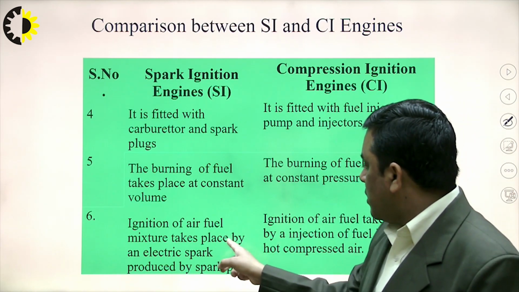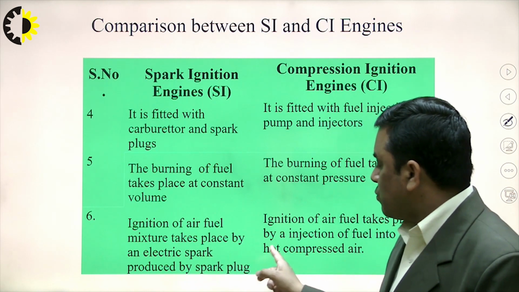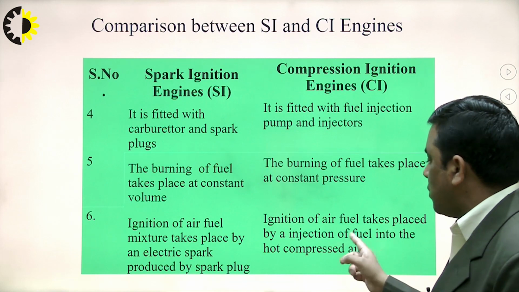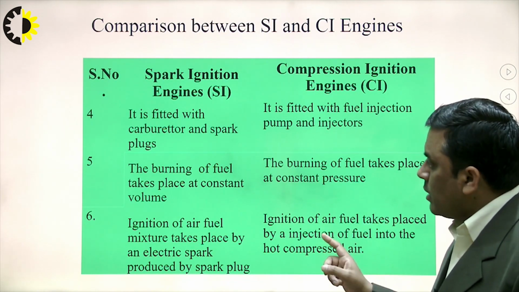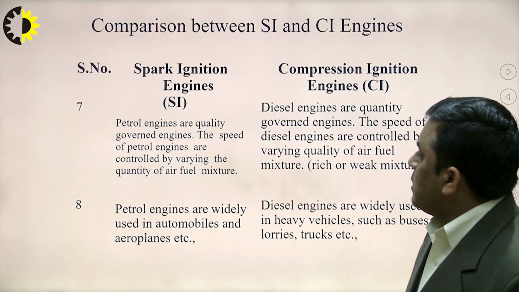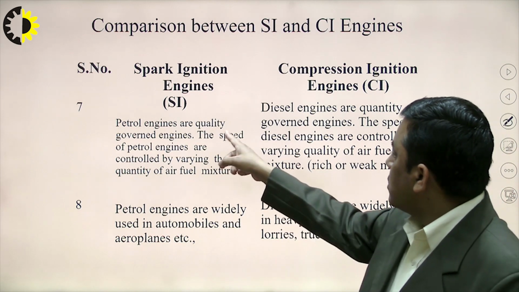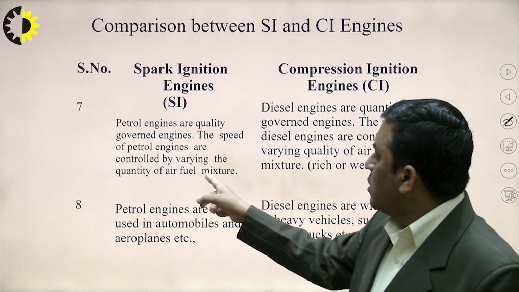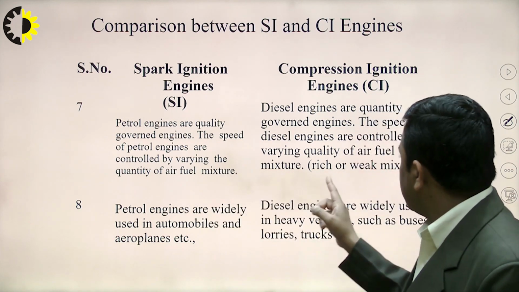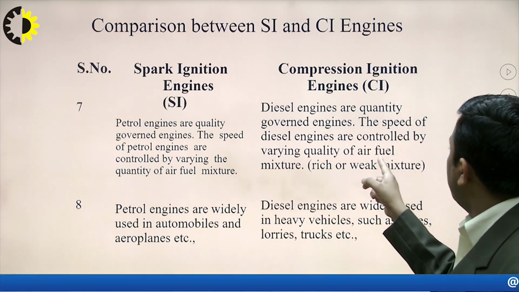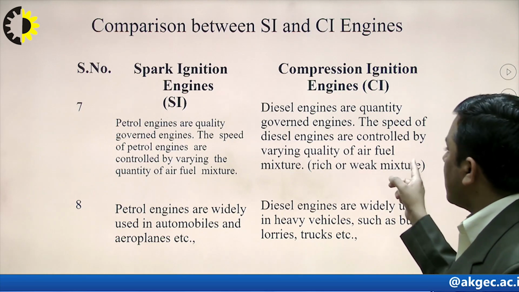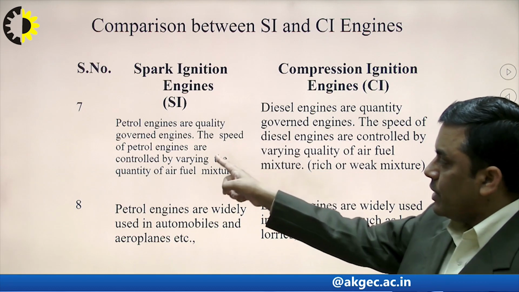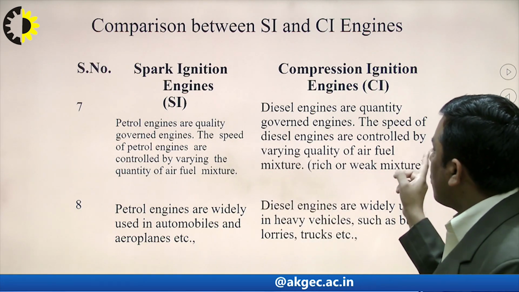Ignition of air fuel mixture takes place by the electric spark produced by a spark plug. Ignition of air fuel takes place by injection of fuel into the hot compressed air. Okay. So, then the petrol engines are quality governed engines. The speed of petrol engines is controlled by varying quantity of air fuel mixture. Yes, diesel engines are quantity governed engines. The speed of diesel engines is controlled by varying quality of air fuel mixture. Okay. Here the quantity governed, here is the quality governed.